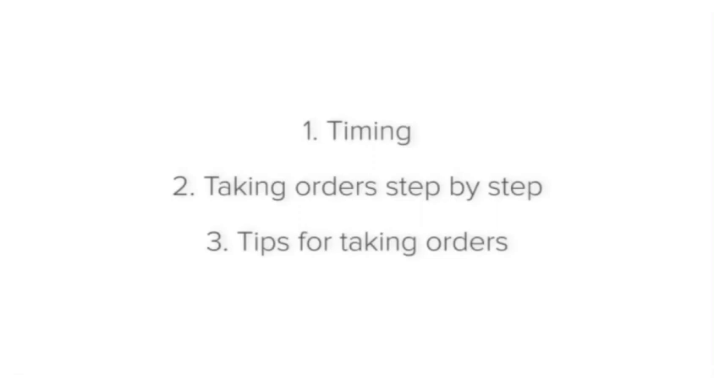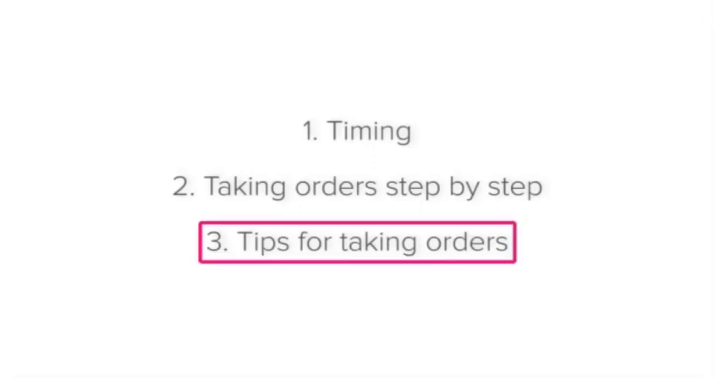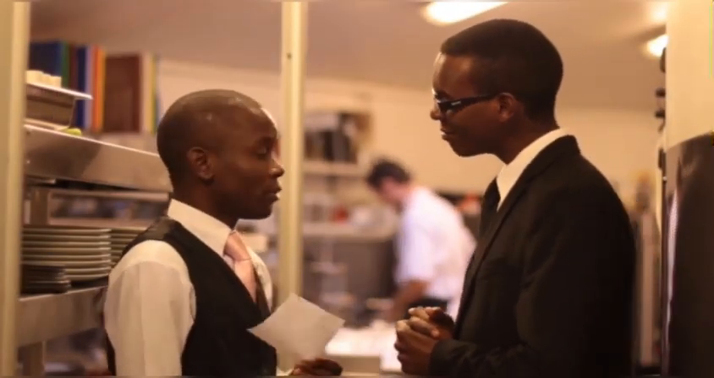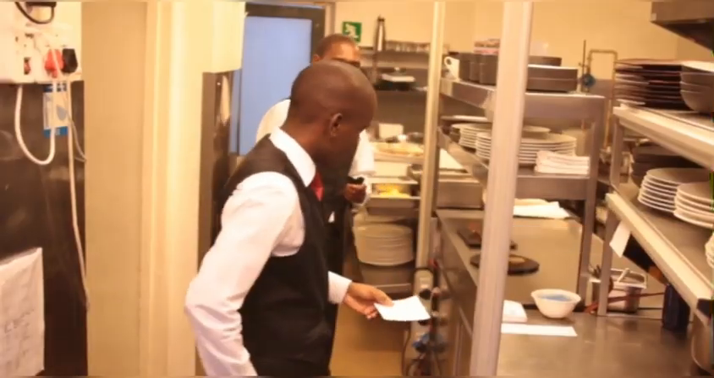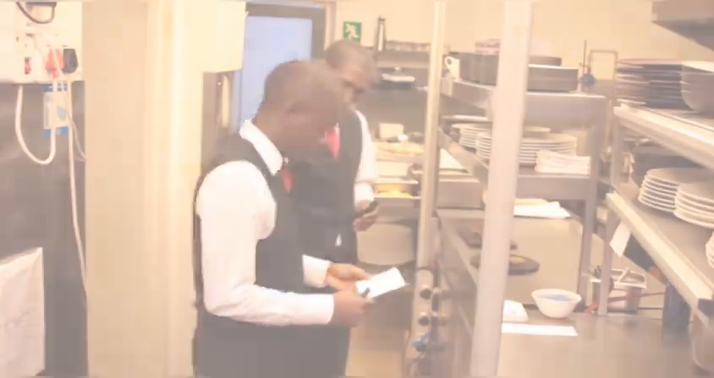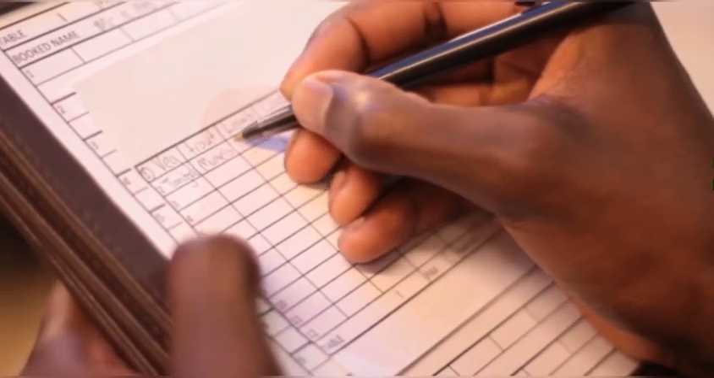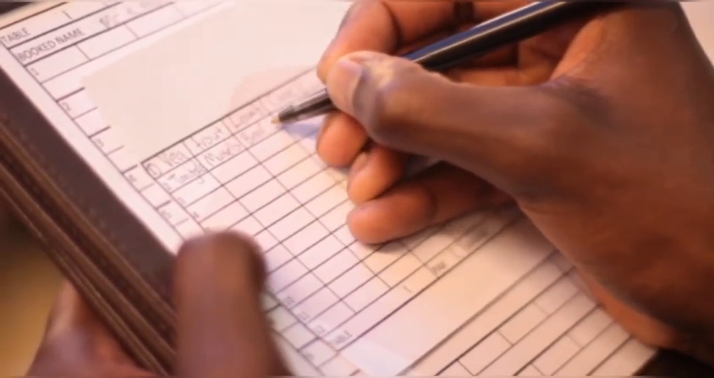Finally, let's look at tips for taking guests' orders. Let's start with shorthand. Work with your colleagues and the kitchen to find shorthand for the dishes on the menu. For example, FC for fish curry, or BS for broccoli soup. The docket must always be neat and easy to read. Shorthand will help you keep it neat.